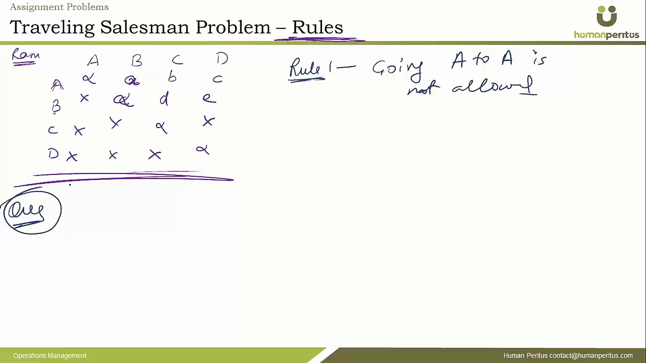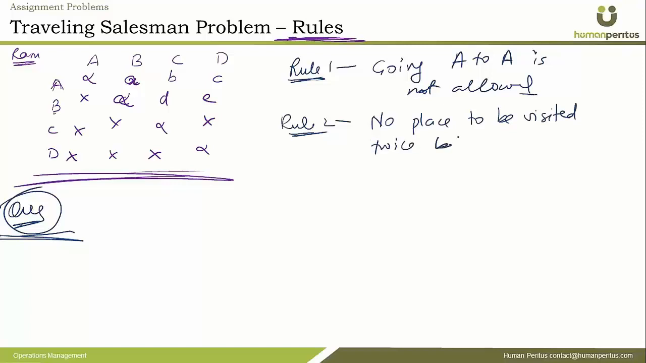Okay. So we need to find the best possible case for that. What we need to keep in mind are these rules. Rule 1 is going A to A is not allowed. What is rule 2? Rule 2 is no place to be visited twice before going to all cities. It's a simple rule, right?